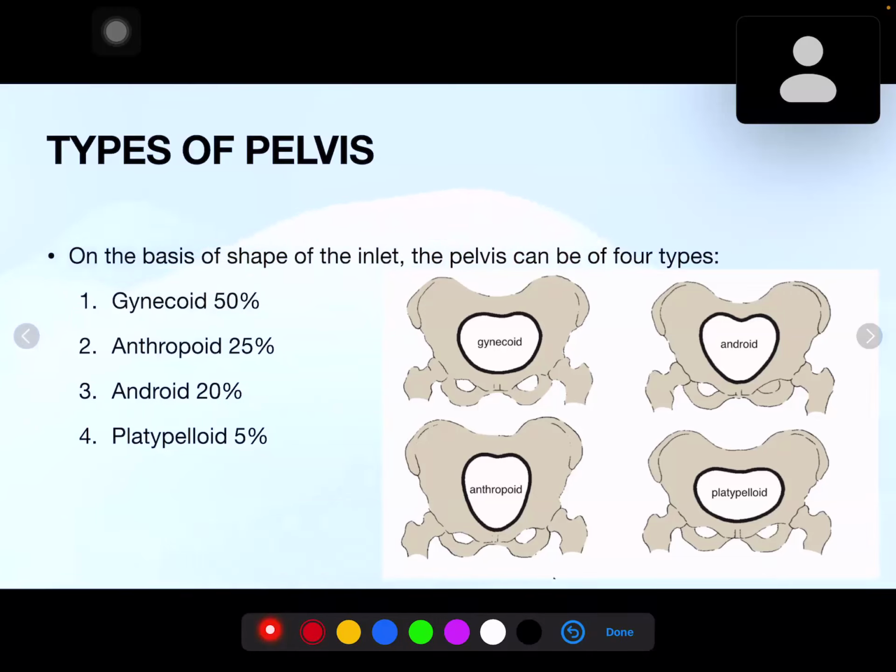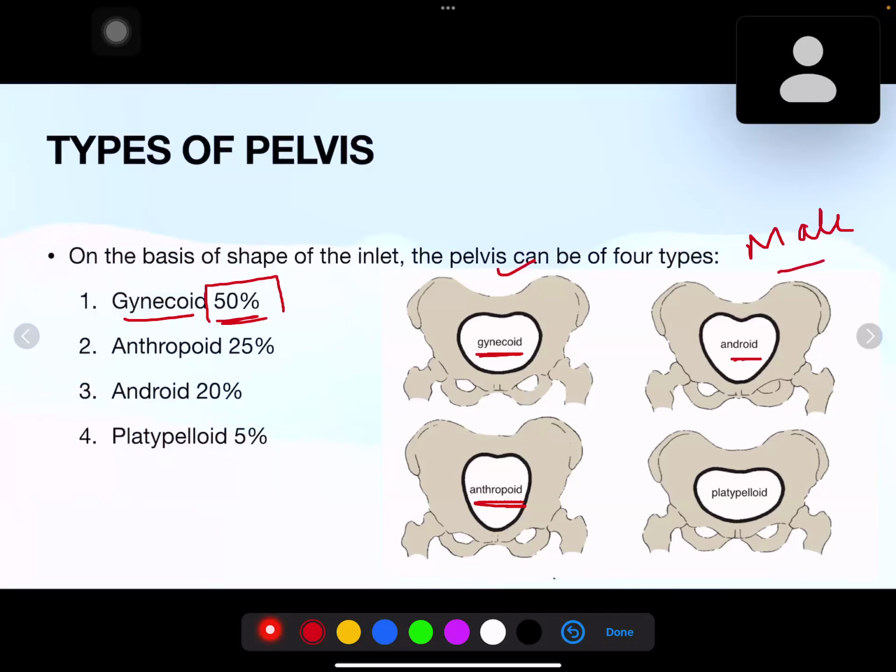So these are the types of pelvis. Okay. These are the 4 types of pelvis. This would be the gynecoid pelvis, which is actually a normal female pelvis. It is a very common pelvis. Then there would be the anthropoid, which is 25%, and then the android. See the heart shape. The heart shape is a male looking pelvis. You just have to remember it like this. Gynecoid oval, this is a female pelvis. Okay, just remember like this.